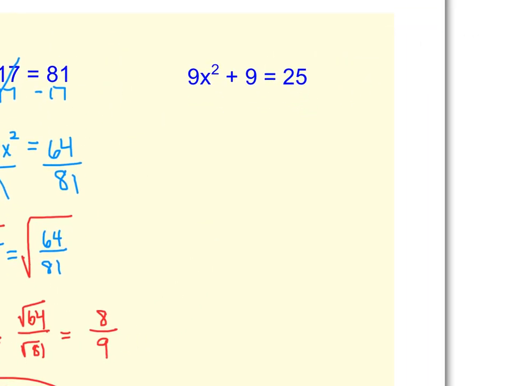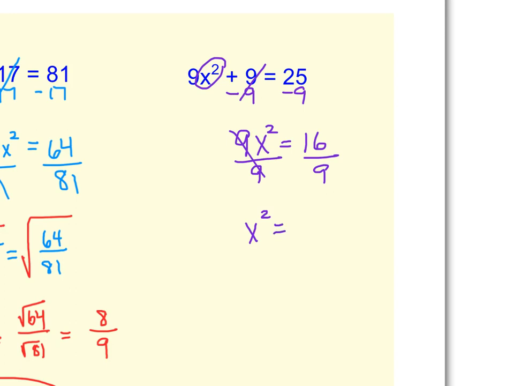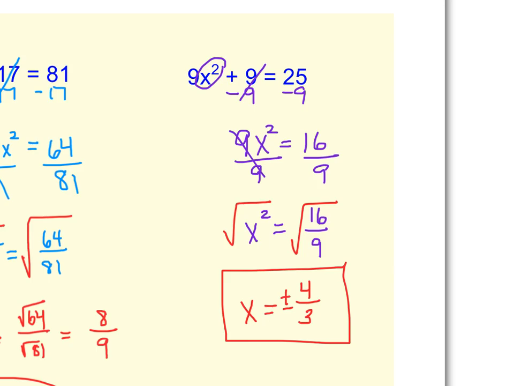All right, next one. Solving, get the x squared alone. So subtract 9. So we have 9x squared equals 16. Let's divide it by 9. So x squared equals, well, 16 doesn't divide by 9, so we'll leave the fraction. But remember, to get x squared alone, you can square root both sides. X equals, and then let's take the square root of 16, which is 4, and the square root of 9, which is 3, and then plus or minus out front, so we get our two answers.